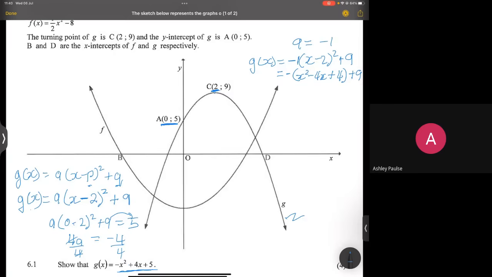Okay, right. So remember I haven't multiplied by the negative just yet. So now I'm going to multiply by the negative. So that will be minus x squared plus 4x minus 4 plus 9. And so that gives us minus x squared plus 4x, and minus 4 plus 9 will give me plus 5, and that is what they asked us to prove, and so that is the equation.